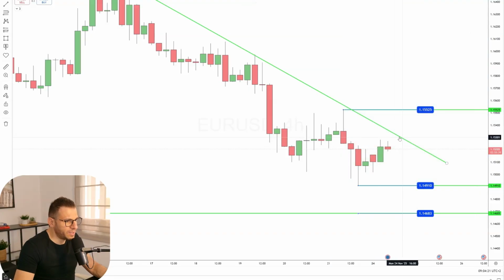So if the price rejects it and moves to the downside, the first key level of support will be this one here. And if the price keeps moving further, the next one will be this one right there.